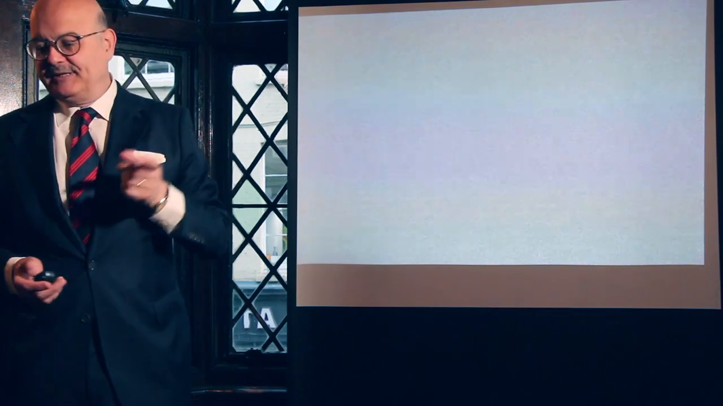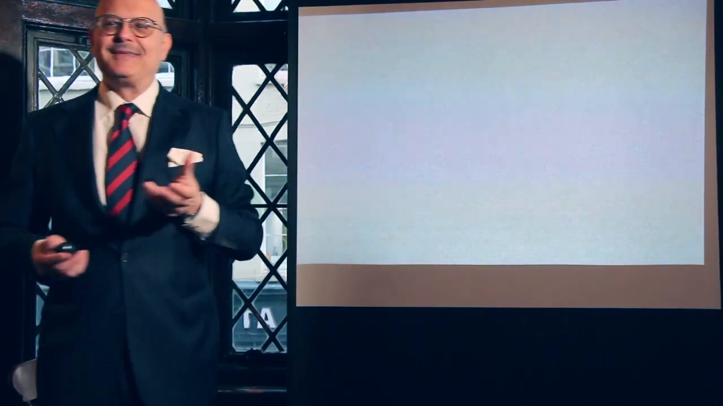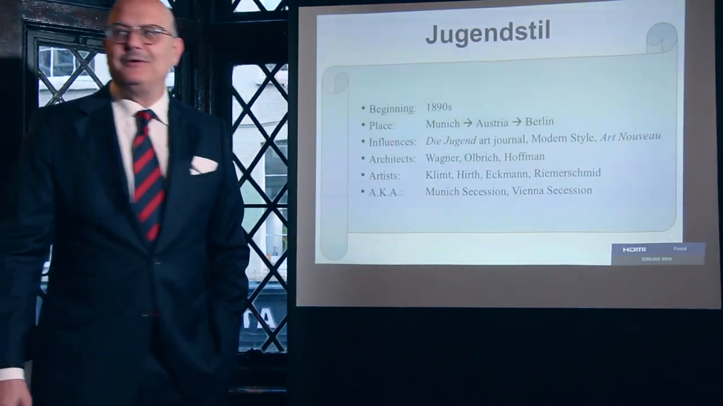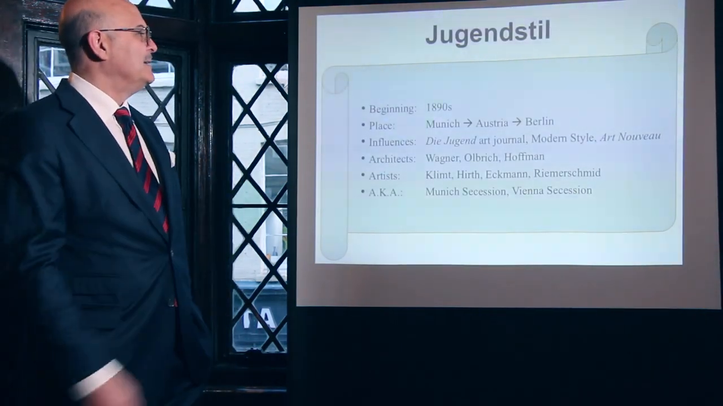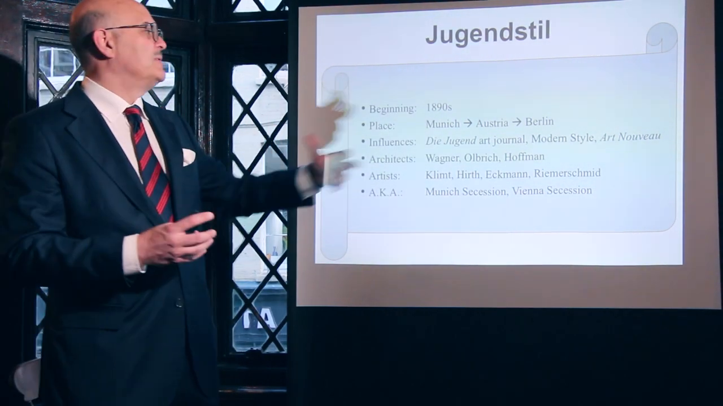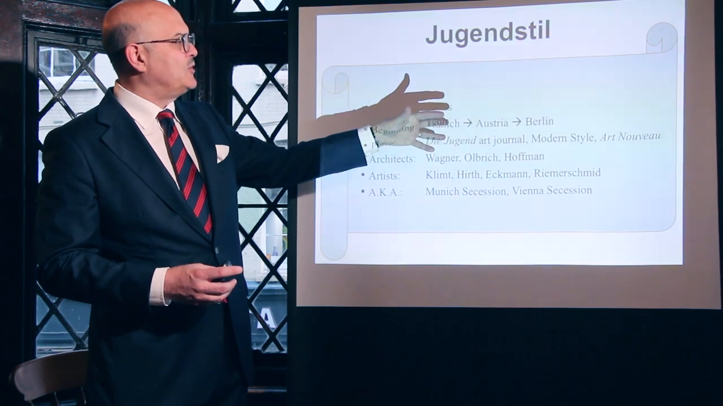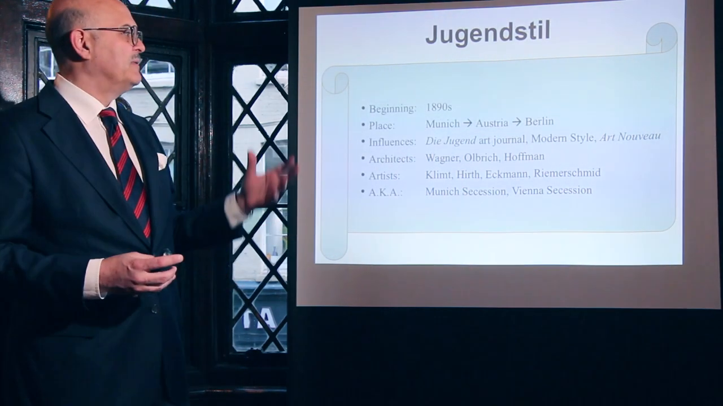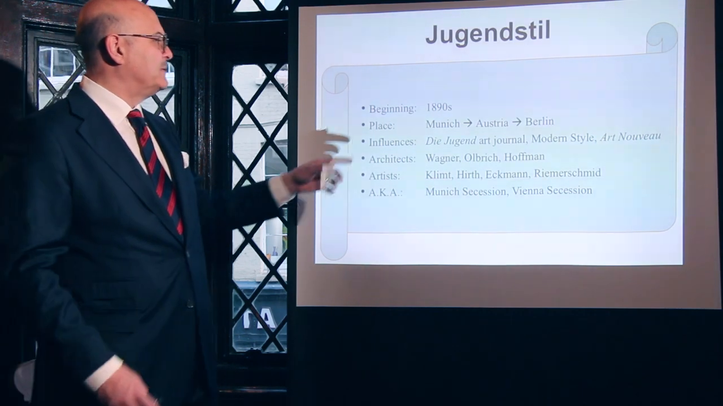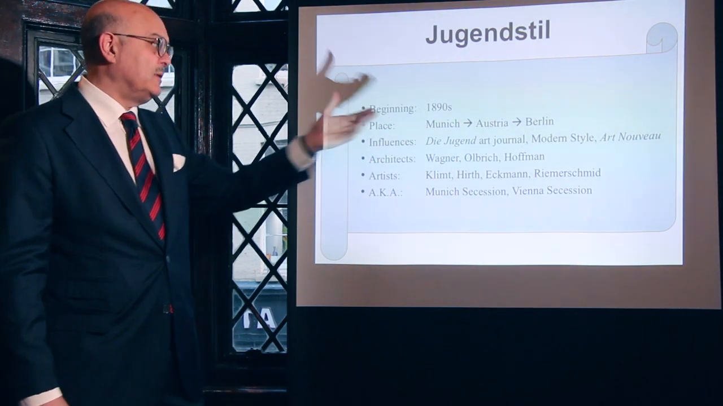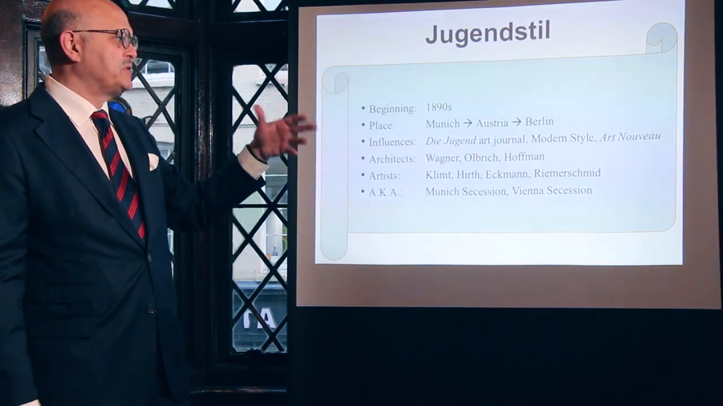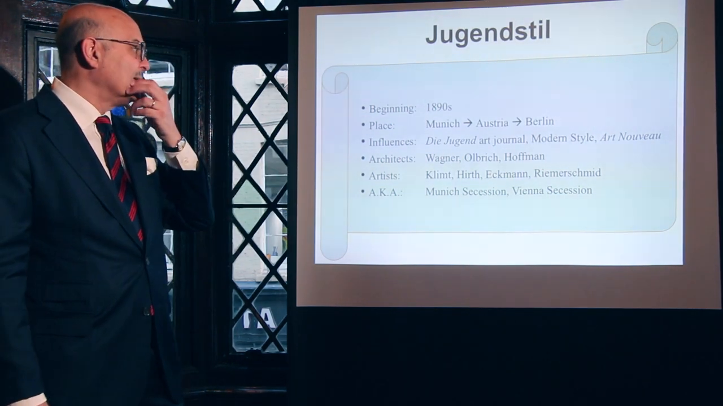And then we get to Jugendstil, which is young, new style. Also the 1890s. Typically, it doesn't start in the center of German industry and government. It starts in Munich, had a big impact in Austria with the Viennese secession, and then moved on to Berlin. The name actually comes from an art journal, The Youth, and it was influenced by modern style and Art Nouveau.